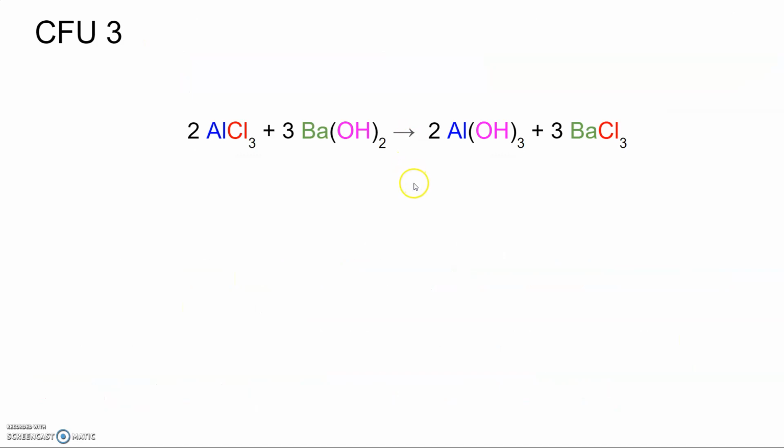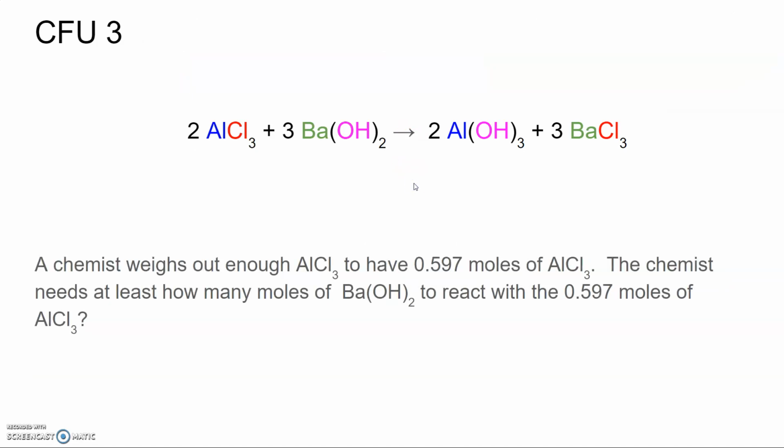How's our last CFU here? A chemist weighs out enough aluminum chloride to have 0.597 moles of aluminum chloride. The chemist needs at least how many moles of barium hydroxide to react with the 0.597 moles of aluminum chloride? This one's a bit tricky because in all the other problems, you pretty much can do mental math, scaling it up or down in your head. In this case, it's not as easy because the numbers are trickier, but I want you to give it a go, and then when you press play again, the answer will be revealed.